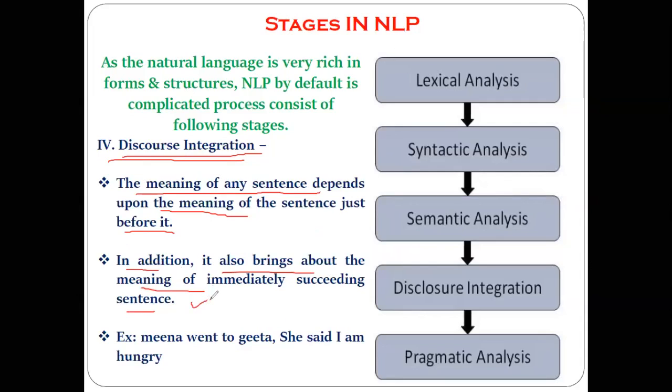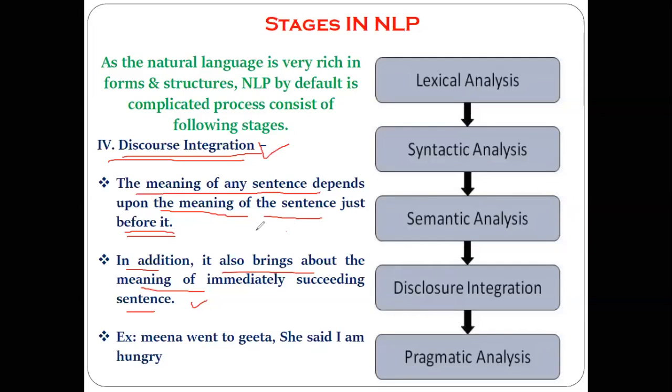Means what the discourse integration tries to check in natural language also, that sometimes the meaning of a statement depends on what was said before that statement. You are getting my point? Yes, sir. So the same kind of things get checked by discourse integration. The meaning of a sentence depends on the meaning of the sentence just before it. Understood? So if you want to understand some sentence, sometimes you need to understand what is being spoken before that particular sentence.